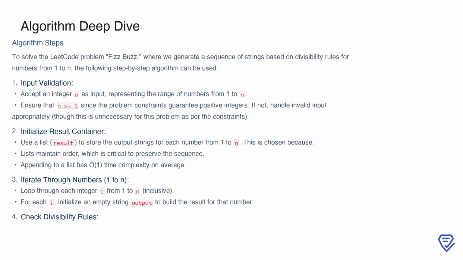Once the setup is complete, the algorithm loops through all integers from 1 to n. For each number i, an empty string called output is initialized. This is where the result for the current number will be constructed based on the divisibility checks that follow.